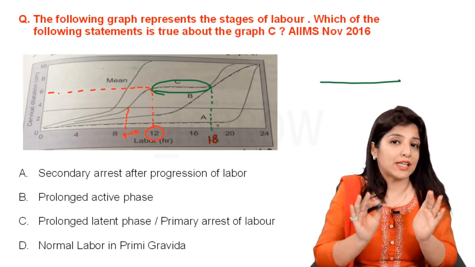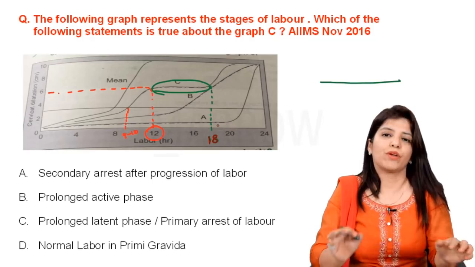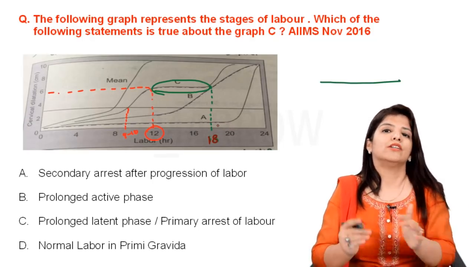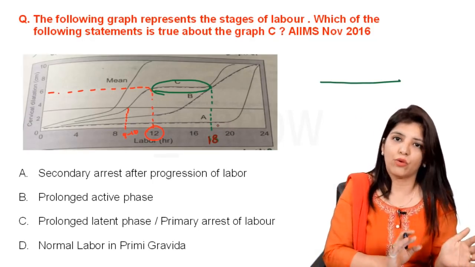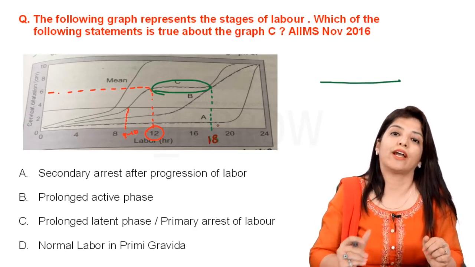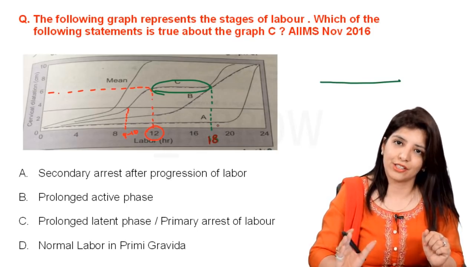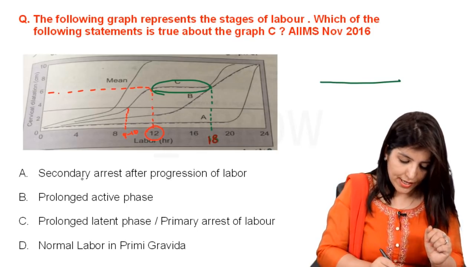She is at the same dilatation and nothing else has been mentioned. So, we are taking it for granted that the contractions are adequate and the membranes are ruptured. So, what is your diagnosis? Your diagnosis is active phase arrest. Right? So, let's see the options.